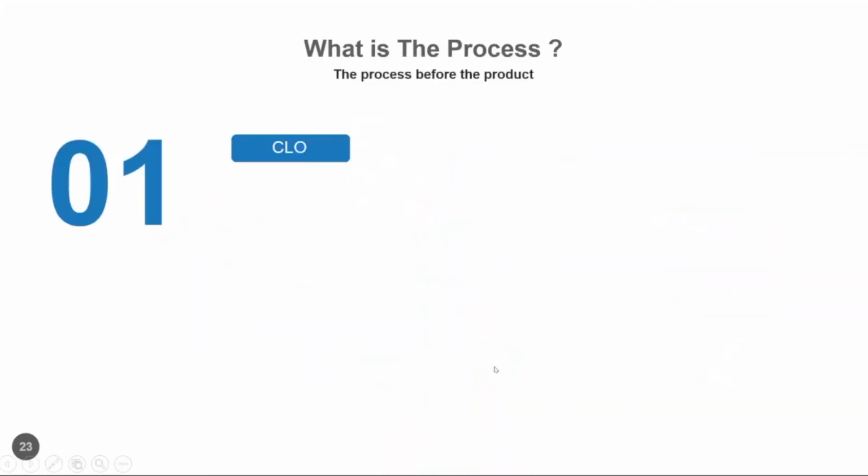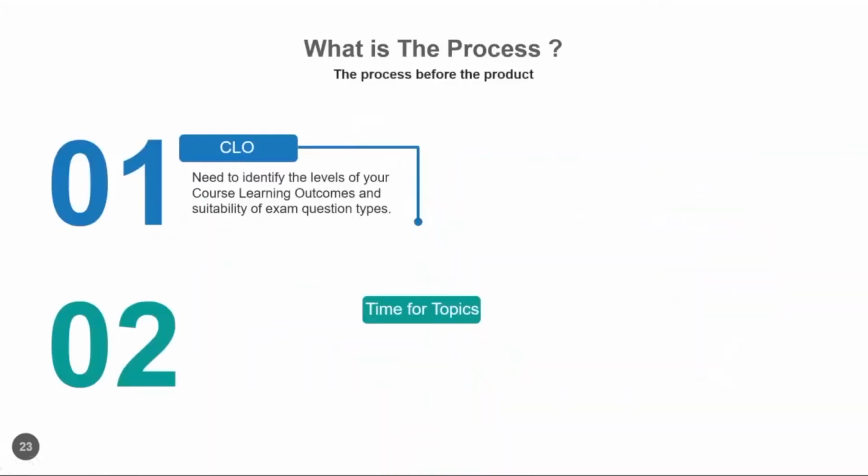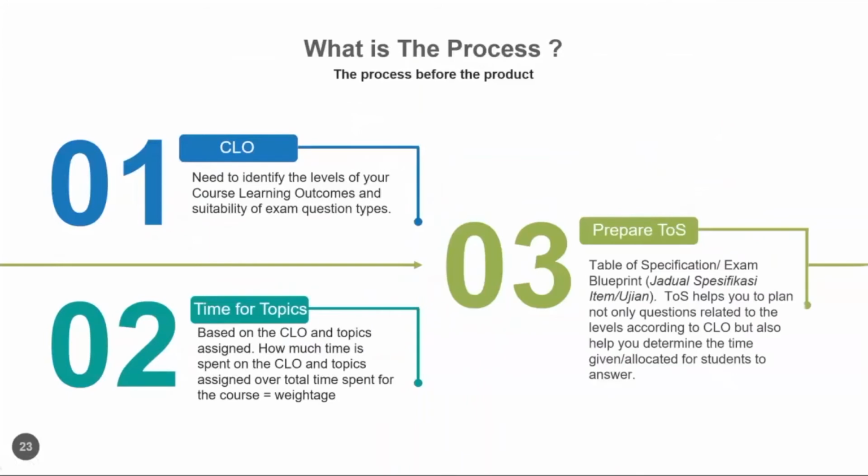Okay, what is the process? The process before the product. Before we can come up with good questions, this is the process, which you are very familiar with, I'm sure. The first thing is to understand the course learning outcome and understand that the test and exam questions are related. Then, the time for the topics. The rule of thumb when you're talking about assessment or coming up with good questions is how much time you have spent on that course learning outcome and related topics.